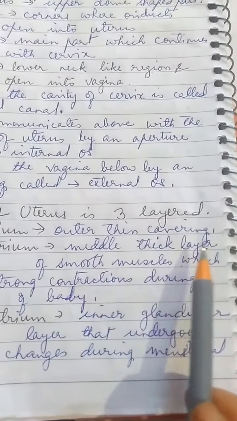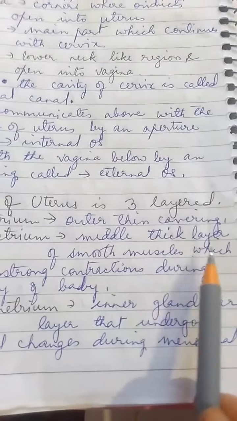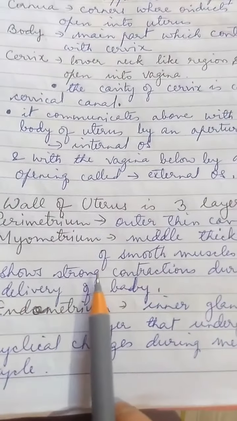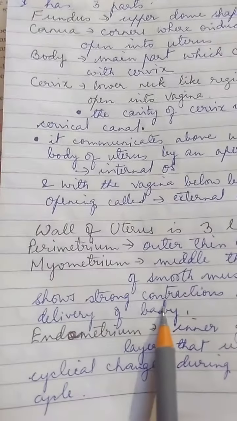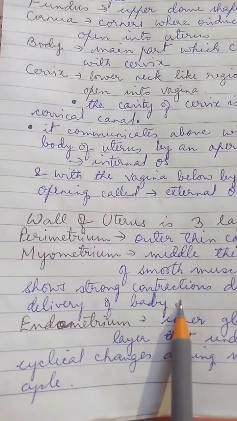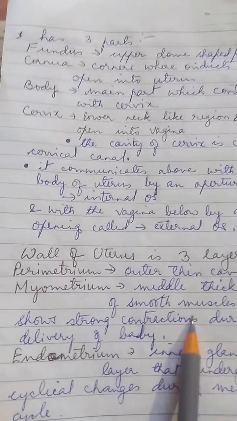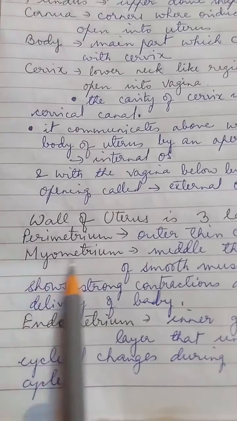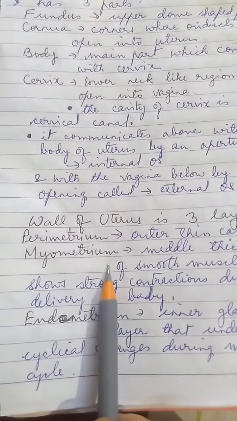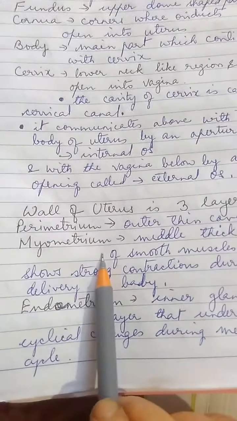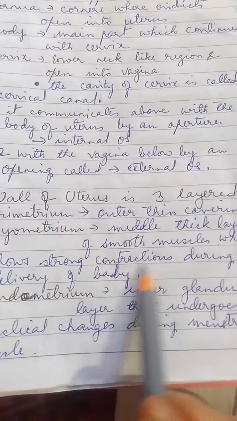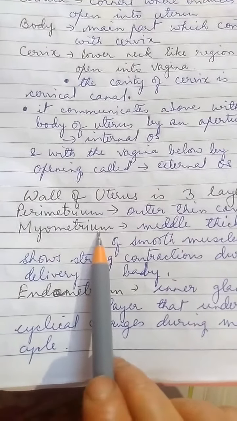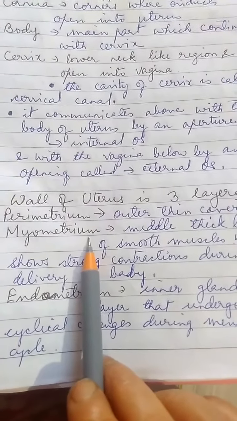Okay, it is a thick layer of smooth muscle cells which shows strong contractions during the delivery of the baby, during the childbirth, right? And the strong contractions of this myometrium only are felt as labor pain at the time of childbirth. बच्चे के समय में, जन्म के समय में जो दर्द होता है, that is because of the strong contractions shown by the smooth muscle of the myometrium.